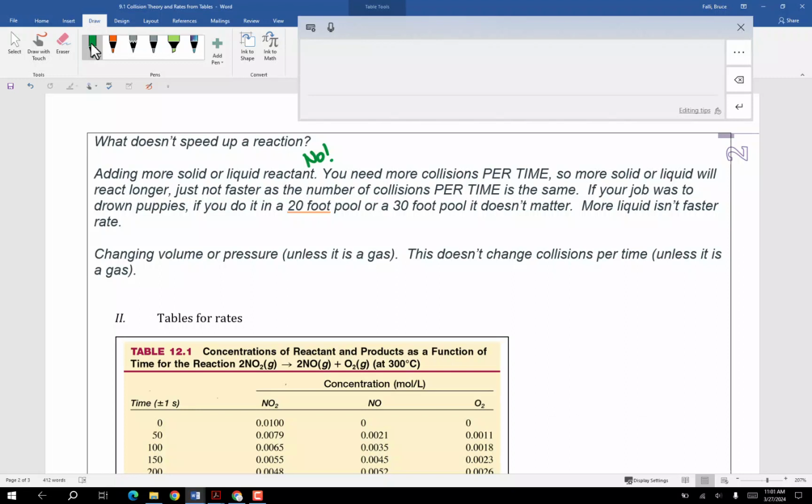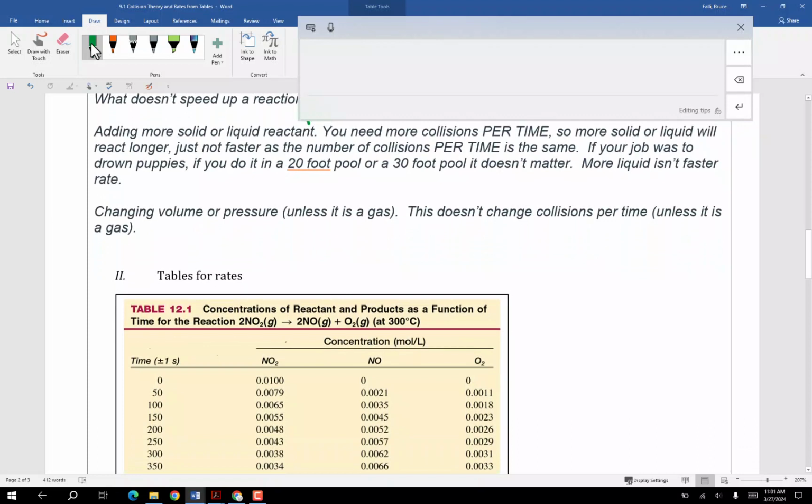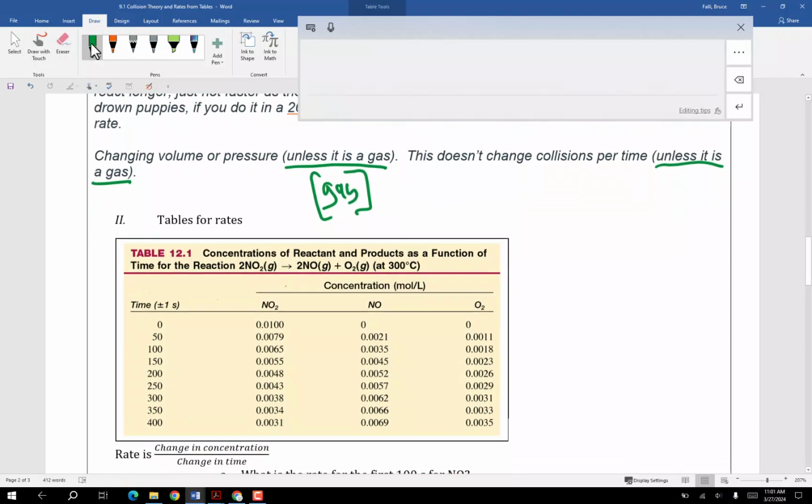Changing volume or pressure doesn't do anything unless it's a gas. This doesn't change collisions per time unless it's a gas. Okay. The reason why that does change it for a gas is gases then would change their concentration. Remember, brackets means concentration. All right, that's part one.